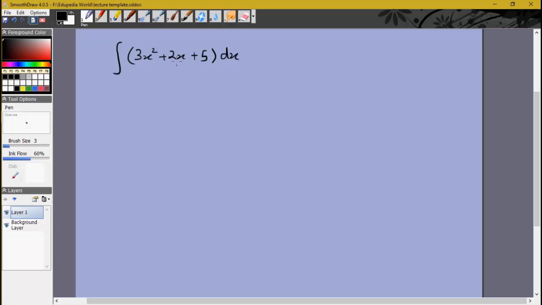So first let's calculate the indefinite integral. We know what that would be: x cubed plus x squared plus 5x plus c. I hope you are quite familiar and at least fast with this now, because you can do this directly. 3x squared will have an integral of x cubed and so on.